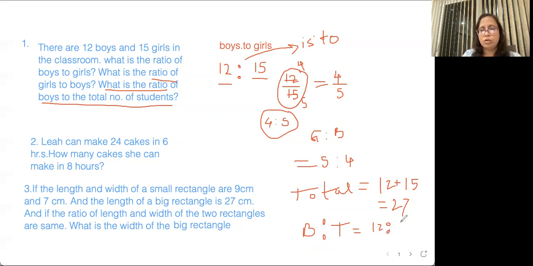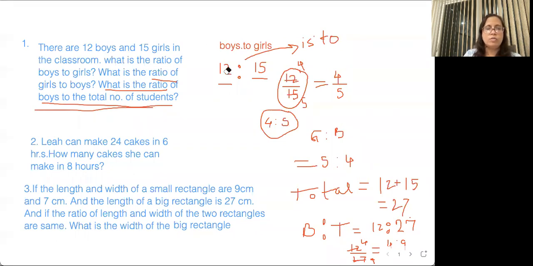27. So we'll write it that way, 12 to 27. Now make it a fraction form, 12 over 27. And make it in lowest form as well. You can see here the common factor is 3, same as earlier. Dividing by 3, 3 times 4 is 12 and 3 times 9 is 27. So you will get 4 over 9 or 4 is to 9, right? So the ratio of boys to the total number of students would be 4 is to 9. So this is our question number 3.